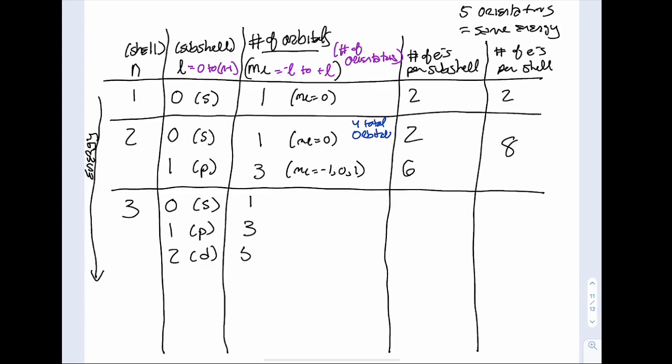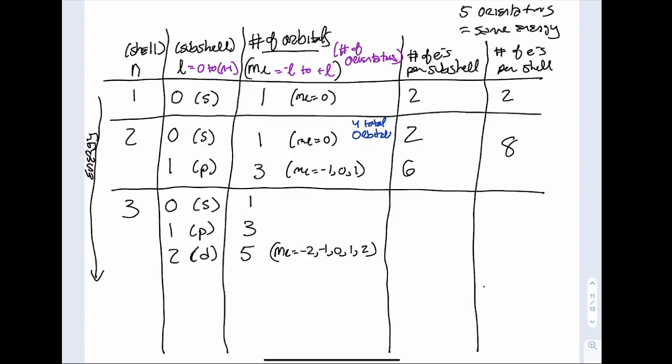And then I actually have 5 values for this one. M sub L is -2, -1, 0, 1, and 2. So 5 orientations, 5 orbitals. All of them are degenerate. They all have the same energy, right? They're in the same shell, shell 3 right now. They're in the same subshell, L is equal to 2. So they have the same shape, the same distance from the nucleus, so they're going to have the same energy.